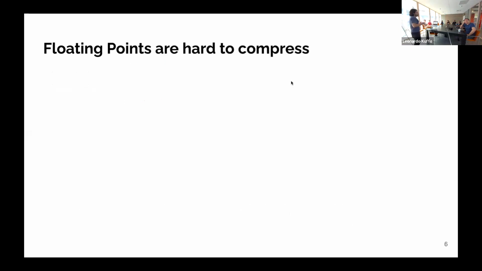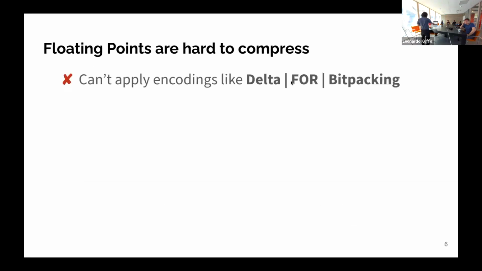That's why floating points are kind of hard to compress, because there are a lot of precision errors that you get when you treat these numbers. This means that you cannot apply encodings that depend on arithmetical operations like delta or frame of reference. And also you cannot bitpack them, because, as we will see in just a few moments, there's a lot of randomness in these 52 bits of the fraction, even though the numbers look very similar. We'll see some examples later.